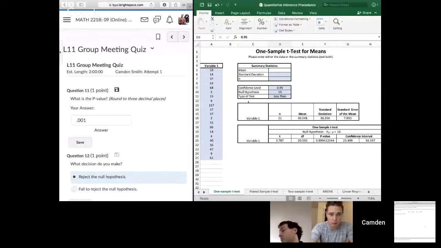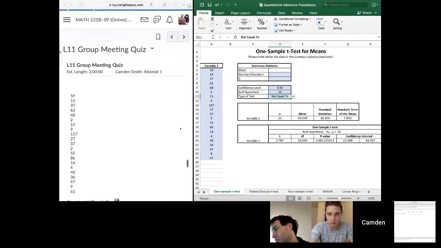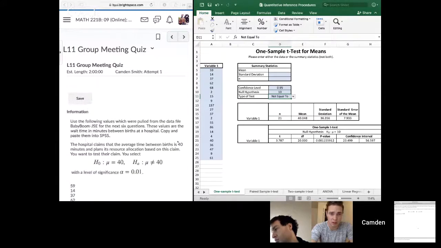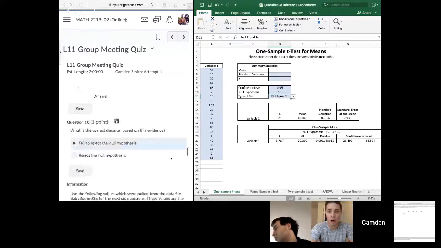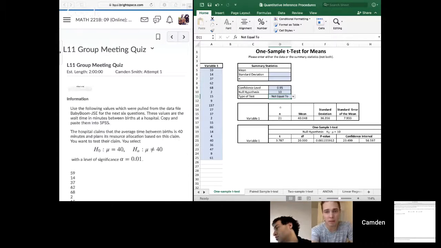So the first claim test, it should be not equal to. Let's double check stuff. Do we double check the numbers? I just don't understand. Oh, guys, the null hypothesis. I have to change that to 40. That would make a lot of sense. There we go. Yeah, that changed it.